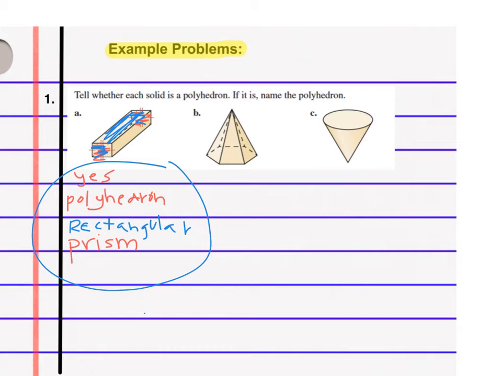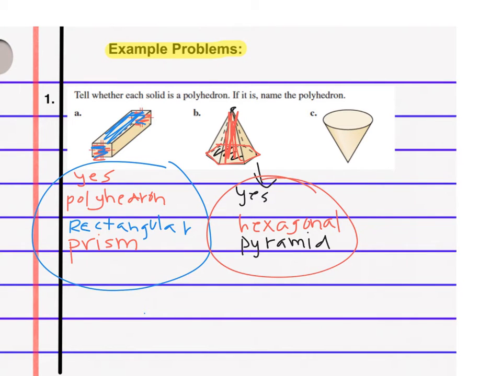All right, part B. This has one vertex and one base, so it is a pyramid. I don't see any circles, so yes, it's a polyhedron. If you look at the shape of the base, 1, 2, 3, 4, 5, 6, six sides, this is a hexagonal pyramid. The sides or faces are triangles. So yes, hexagonal pyramid. All right, part C. Already I see a circle, so no, this is not a polyhedron. A circle is not a polygon. I can still name it. It is a cone.